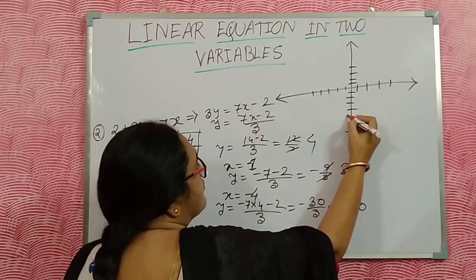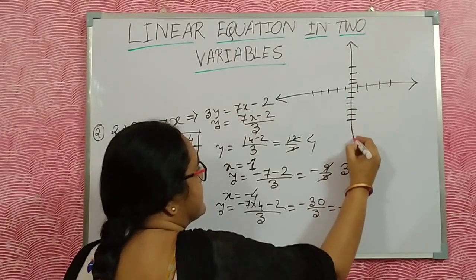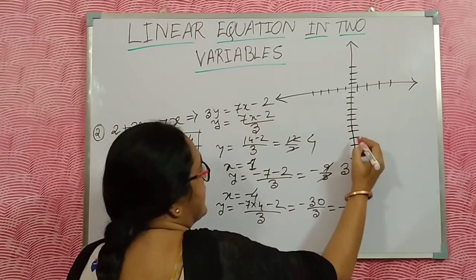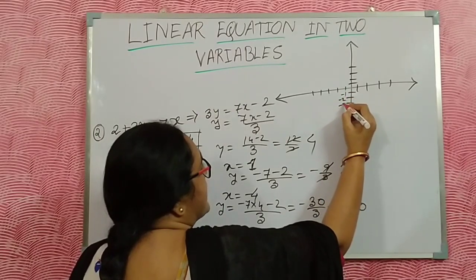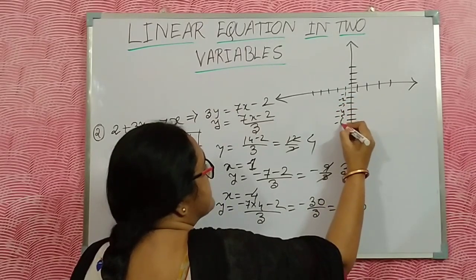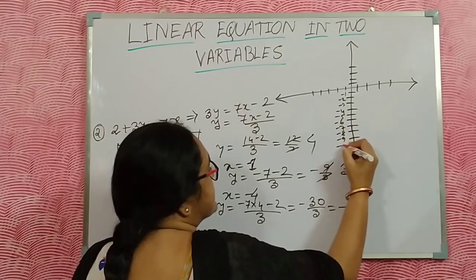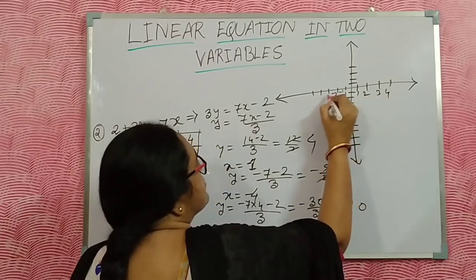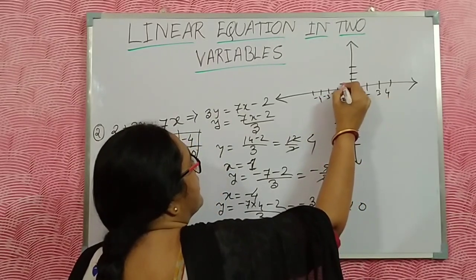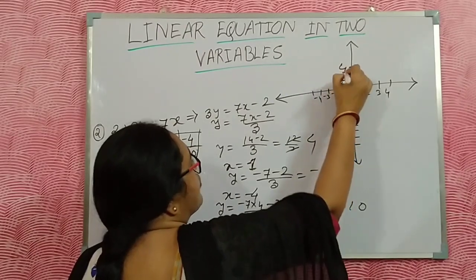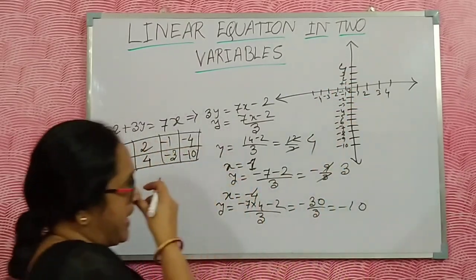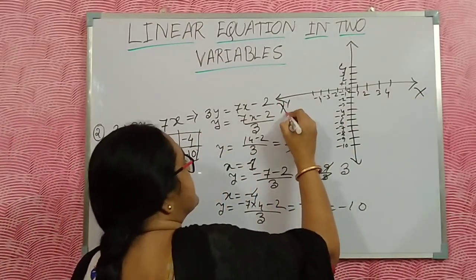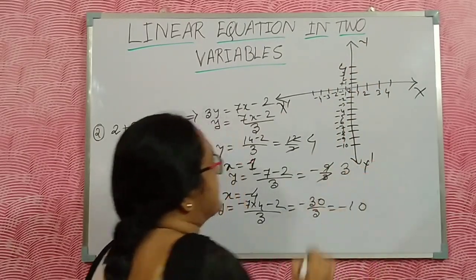1, 2, 3, 4, 5, 6, minus 7, minus 8, minus 9, minus 10. Here 1, 2, 3, 4. Here minus 1, minus 2, minus 3, minus 4. Here 1, 2, 3, 4 also. And here is 0. This is the x-axis and this is x dashed. And this is y and this is y dashed also.